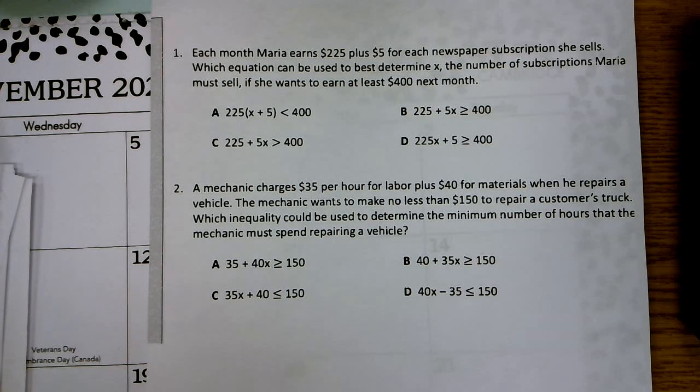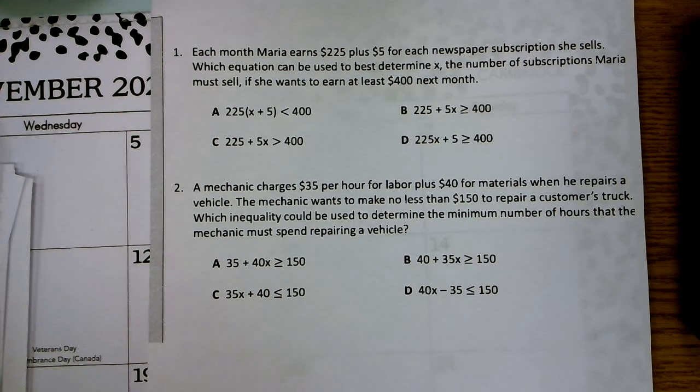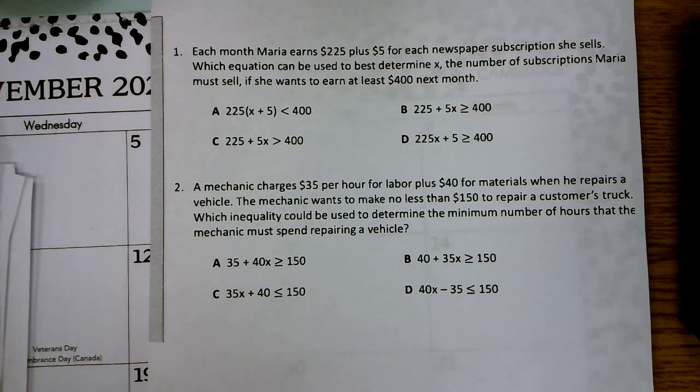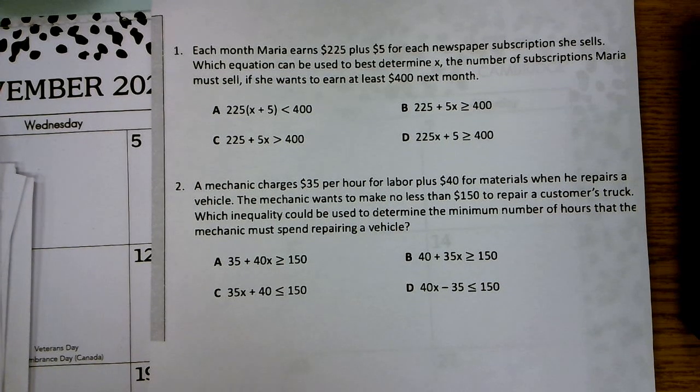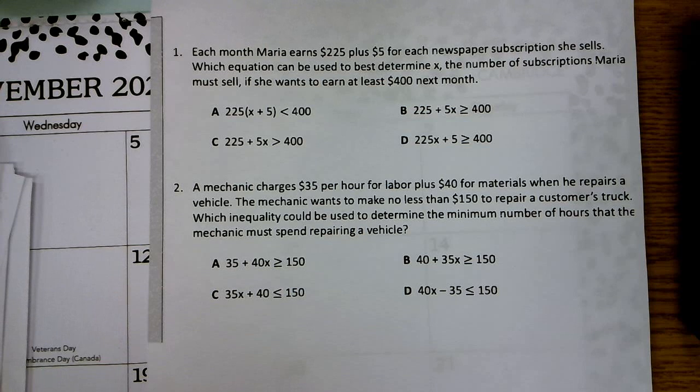Each month, Maria earns $225 plus $5 for each newspaper subscription she sells. Which inequality can be used to determine X, the number of subscriptions Maria must sell, if she wants to earn at least $400 next month?